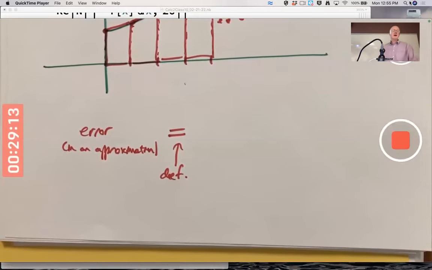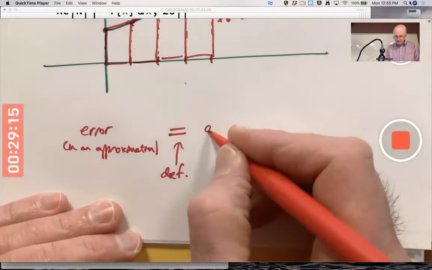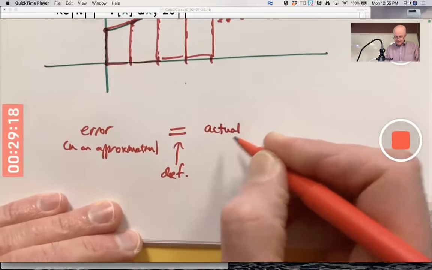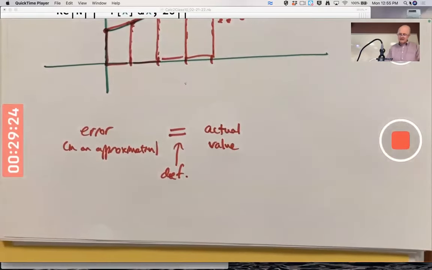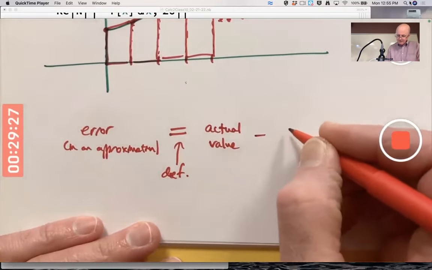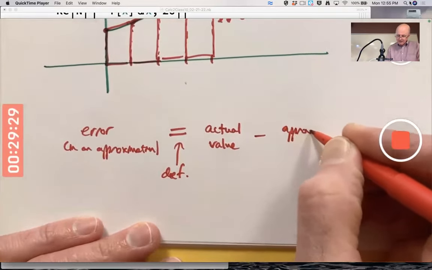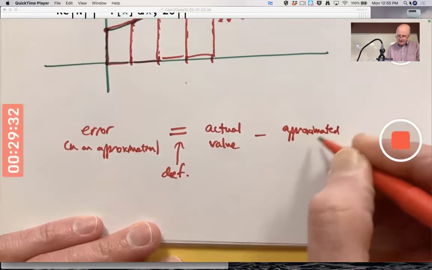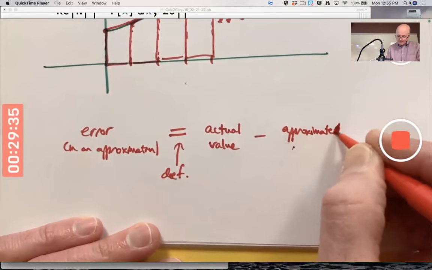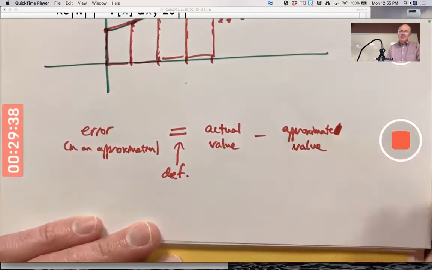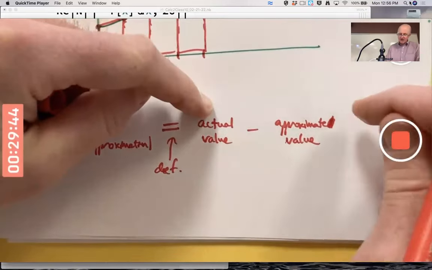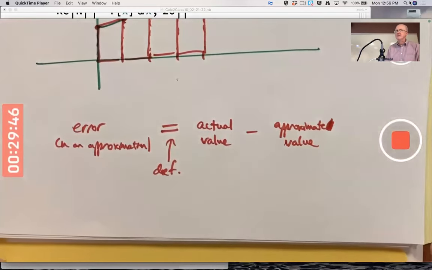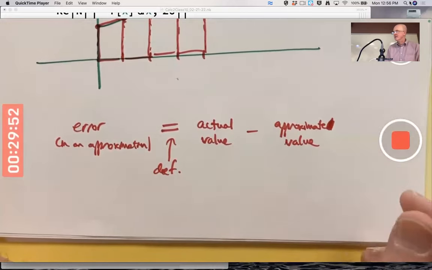Let's label the exact answer as the actual value, and let's label the approximation as the approximated value. The error in the approximation is defined to be the actual value minus the approximate value. And I try to remember it like that because it's got the benefit that actual comes before approximate in alphabetical order in a dictionary. So that's the way that I remember it.